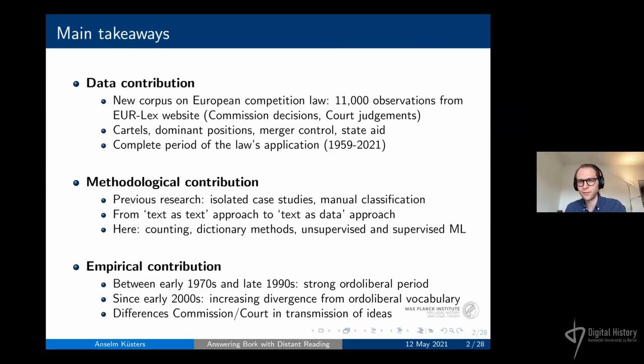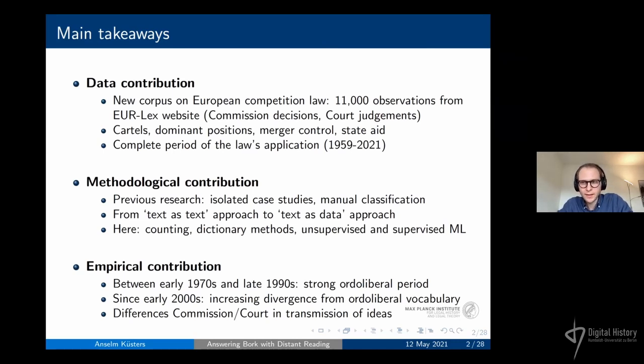The important part is that for all of these observations, I have the full text. So not only information on the specific firm that was targeted or the specific abuse, but I have the whole text, how the Commission argued, how the court argued. And this is, of course, key for applying text mining methods or corpus-linguistic methods, as I have called it in the title of this presentation. This whole database covers the four pillars of competition law that I just described to you. It starts with cartels and dominant positions, because this was included in the first treaty, the Rome Treaty of 1957, but it also includes merger control, which was only added later. And as I just said, it also captures the whole period of the law's application.